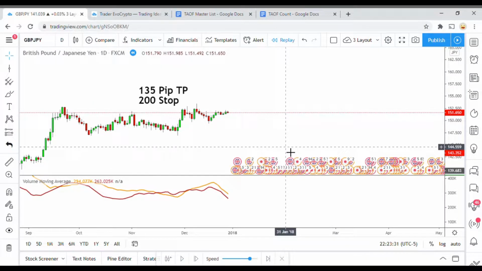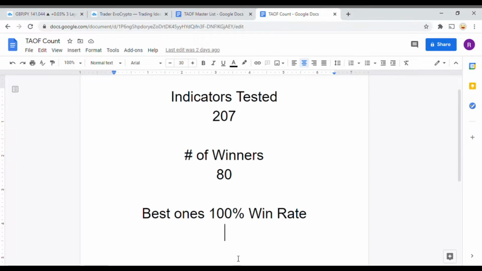All right, as I said, today we will be testing the volume moving average. But before we do, I wanted to put the indicator scoreboard up for everyone to see. So to date, we have tested 207 indicators. And out of those 207 indicators, 80 of them have been winners, which means that they have met or exceeded the 60% win-loss ratio threshold that we have set for them. The best ones so far were able to achieve a 100% win rate.